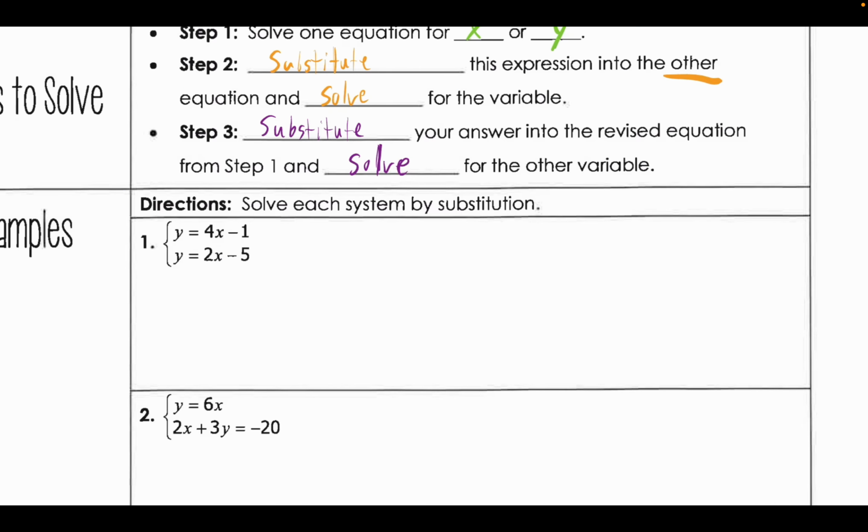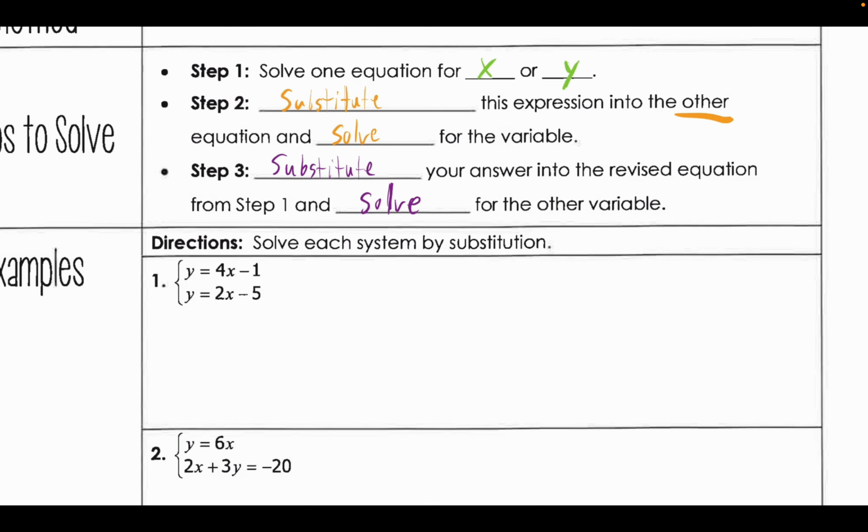Let's go on to number 1 here, where we're going to solve each system by substitution. On number 1, we have a system of two equations, y equals 4x minus 1 and y equals 2x minus 5. We know it's a system because of the structure right here, just like we saw in section 1 where we solved it by graphing. And just like when we solved it by graphing, we're going to get an ordered pair, an x comma y, from this solution, and it would be where they intersect or what would be true for both equations.